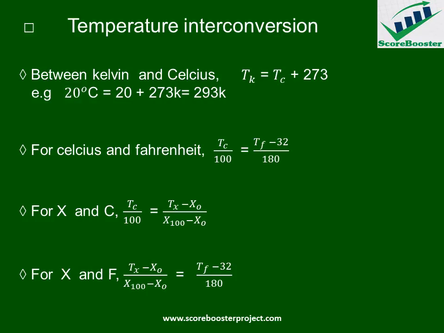of both temperatures. Now, for conversion between temperature in X and degrees Celsius, where X represents the general symbol, we use Tc, that is temperature in Celsius, over 100 equals Tx minus X0, that is intermediate temperature minus ice point, over steam point minus ice point of that temperature in X. And lastly, between X and the temperature in Fahrenheit, we use Tx minus X0 over X100 minus X0, that is intermediate temperature minus ice point over steam point minus ice point, equal to the intermediate temperature in Fahrenheit minus ice point of Fahrenheit over steam point of Fahrenheit minus ice point of Fahrenheit.